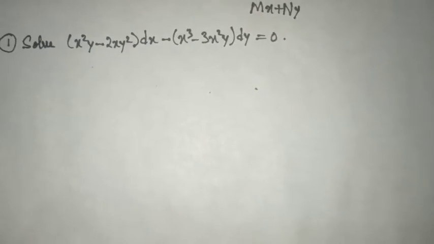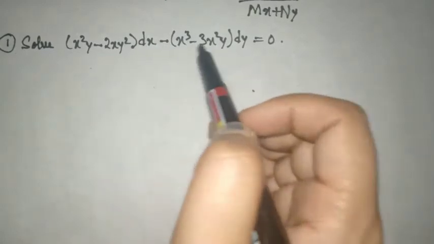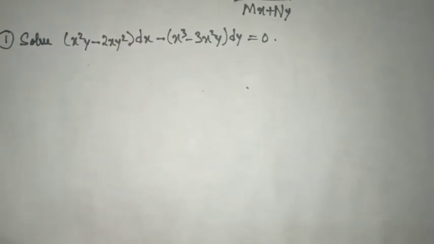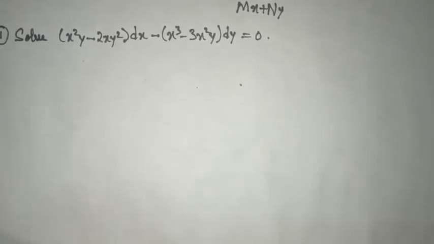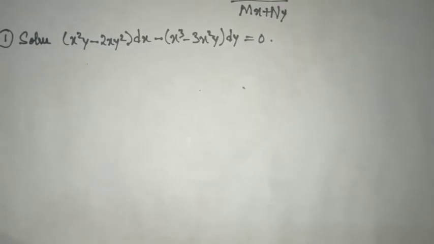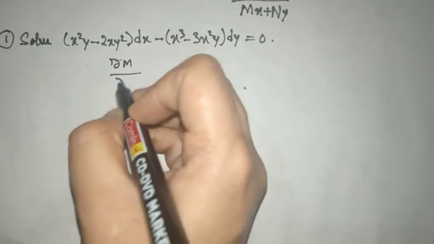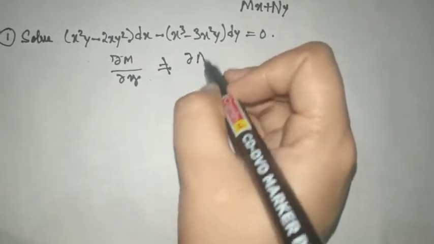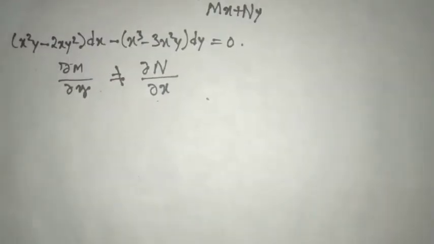Now as you can see, this is a homogeneous differential equation because each term has the same degree. And this is not exact, because when we find del M by del y and del N by del x, those two will not be equal. That is, del M by del y is not equal to del N by del x. So as this is not exact, we will make it exact and then find the solution.